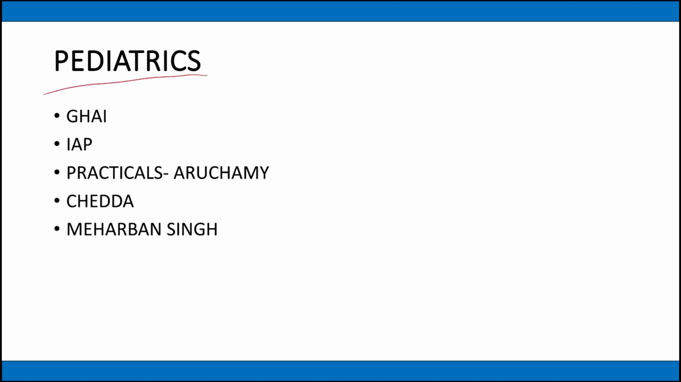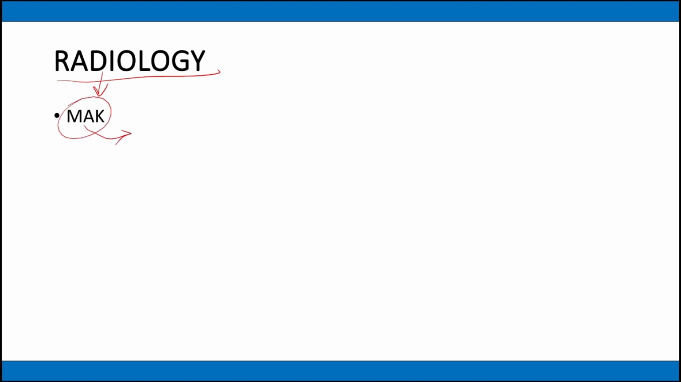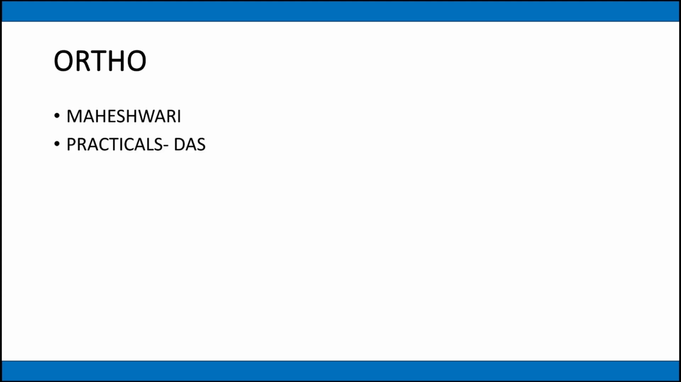Coming to pediatrics, Ghai is the standard book which is used for pediatrics. You can also use IAP textbooks. For practicals, Arujami is a good book. There are other books, Chadda, Mehar Pansing also. Anesthesia, Ajay Yadav. Radiology, Mac, Mayuran Kulkarni. I think he's an Arab faculty. Ortho, for UG you can refer to Maheshwari, and for practicals you can use Das. Dharma, Nina Khanna. Psychiatry you can refer to Neeraj Ahuja.